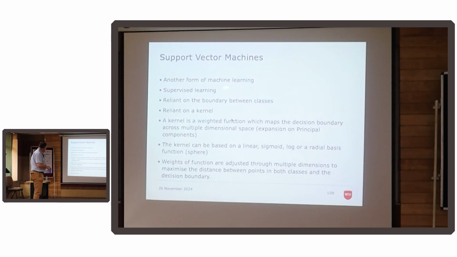So what it's trying to do is find that decision boundary. If you remember yesterday I talked about decision boundaries. We have a cloud of data. The decision boundary is the thing that separates one group from the other through multidimensional space.